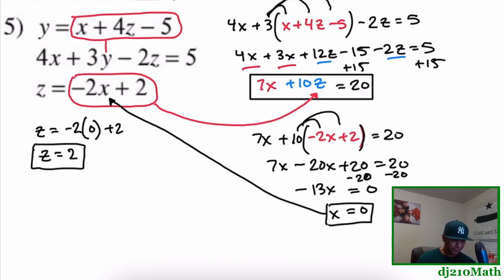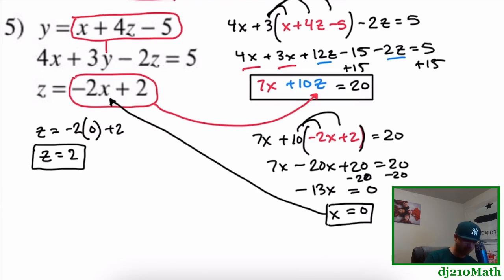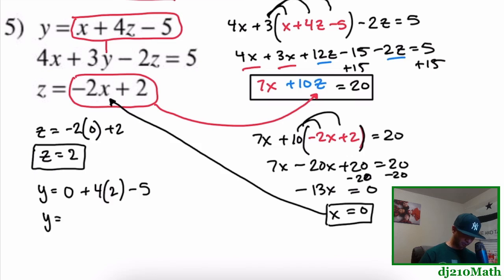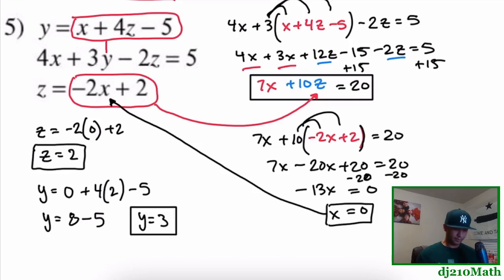Okay, now I need a y. So we can plug both of these, x and z, into the top equation. So y is equal to x, in this case 0, plus 4 times z, which is 2, minus 5. So y is equal to 8 minus 5. y is equal to 3. That one was fun.